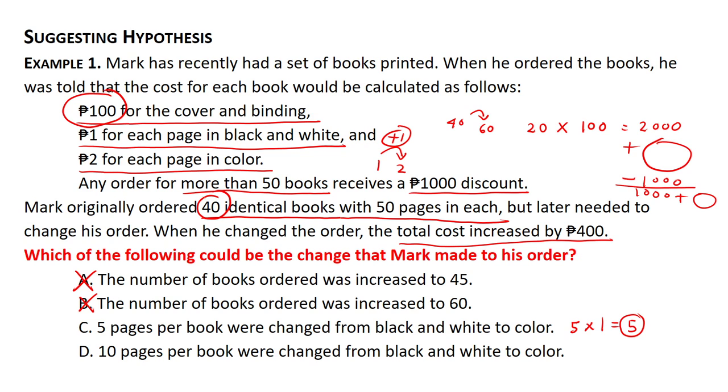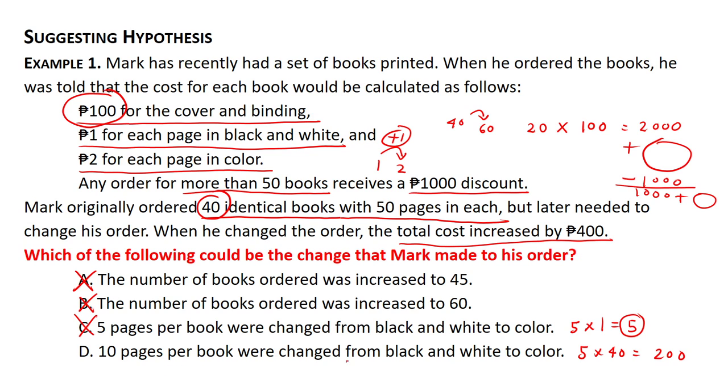But there are 40 books in total. So that means the total increase will be 200 pesos, which is not 400. So we can eliminate option C. So by elimination, the answer will be D. But as an exercise, let us check that it is indeed the correct answer.